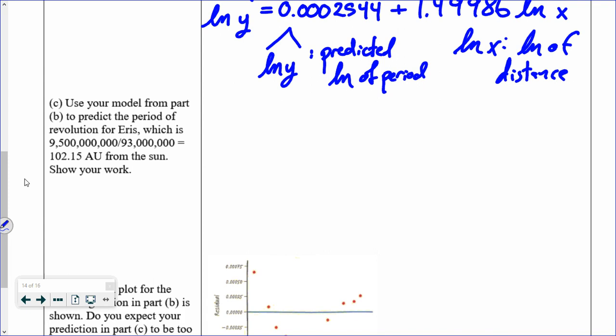Use your model from part B to predict the period of revolution for Eris, which is 102.15 AUs from the sun. Hey, I was right. An AU is 93 million miles. So if you're ever wondering how far we are from the sun, on average, we're 93 million miles away. So we're making a prediction here. We're going to predict orbital period for this planet.